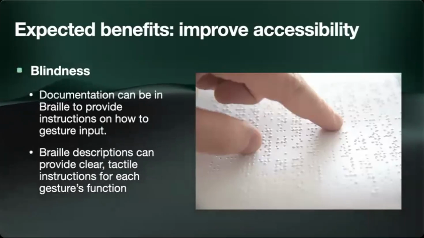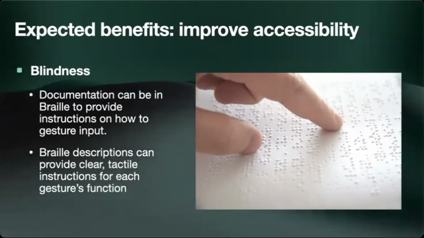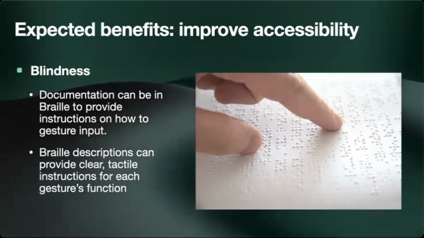Documenting movements is crucial for making gesture-based input more inclusive and improving accessibility, especially for visually impaired users. By providing clear, step-by-step guidelines, these instructions can be converted into Braille, allowing individuals to read them physically and learn each gesture in a tactile way.